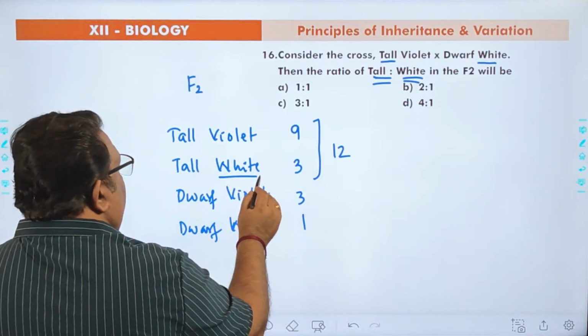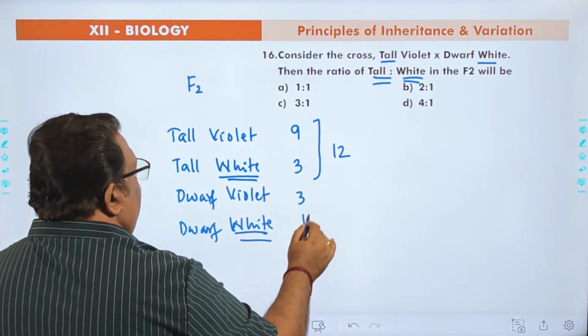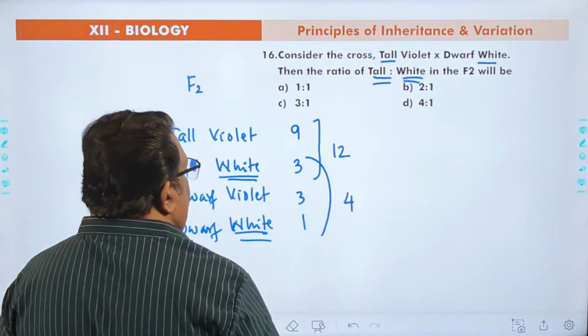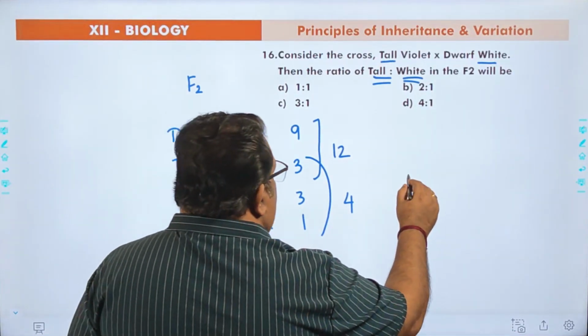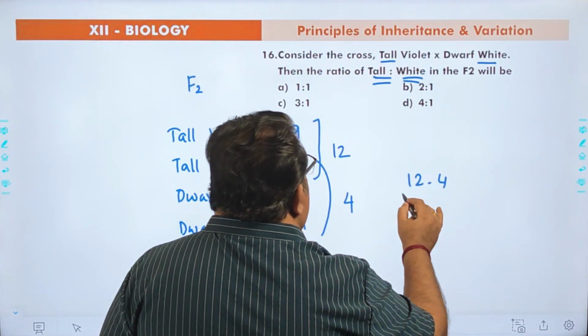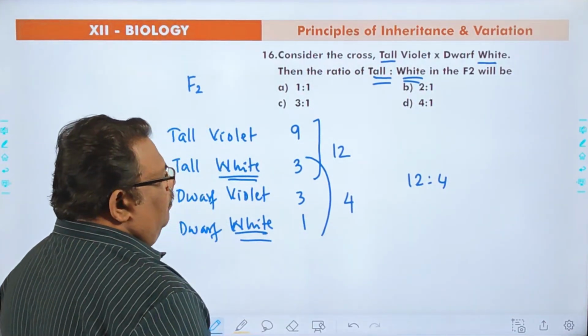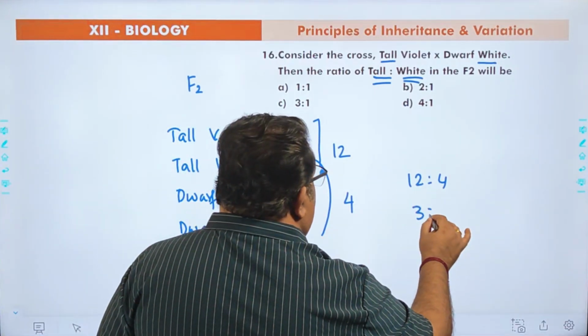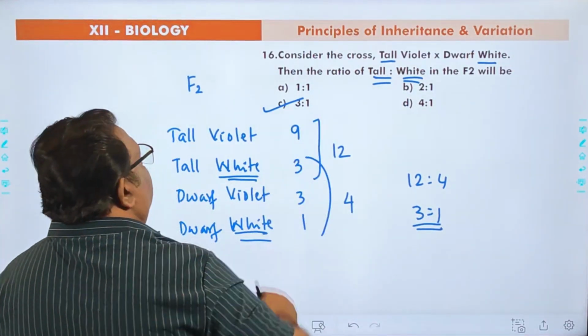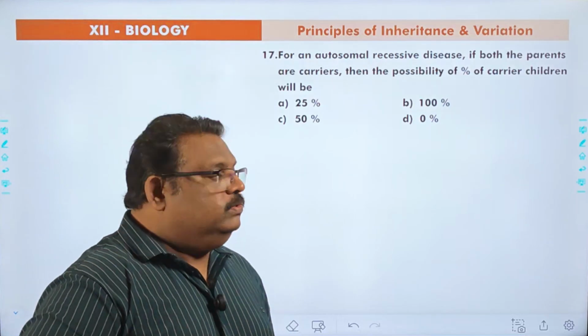And white എത്രയാണ്? This is white and this is white. So these are white, that is 4. The ratio will be 12:4 when we are taking tall and white condition only. 12:4 means it is actually 3:1. The ratio is 3:1.